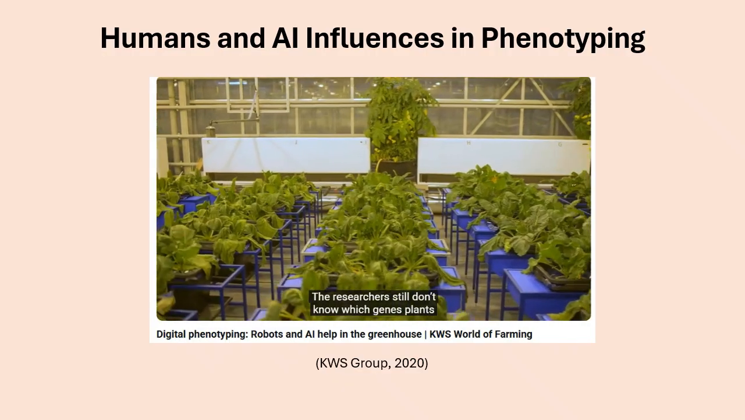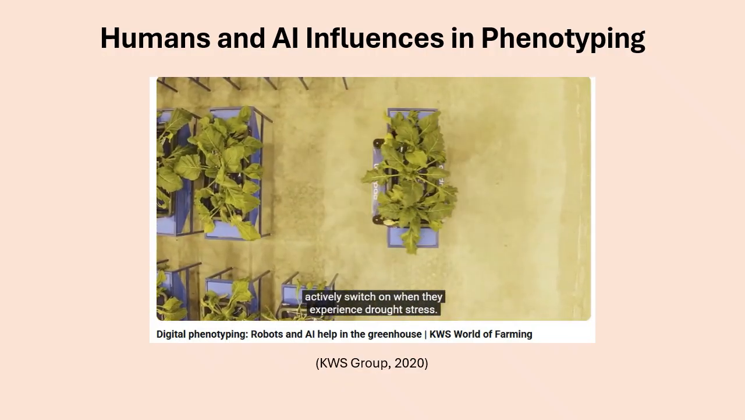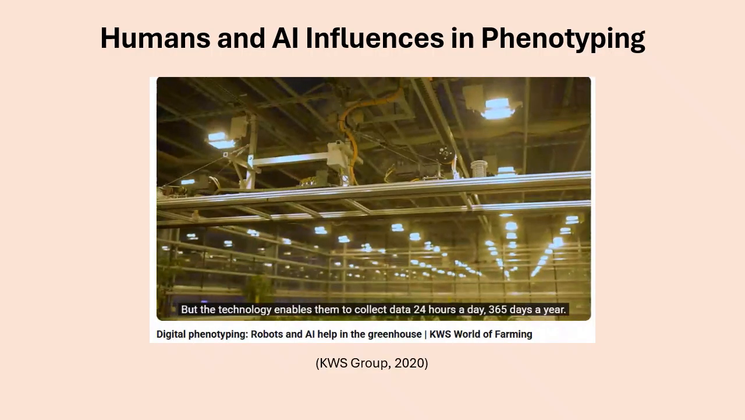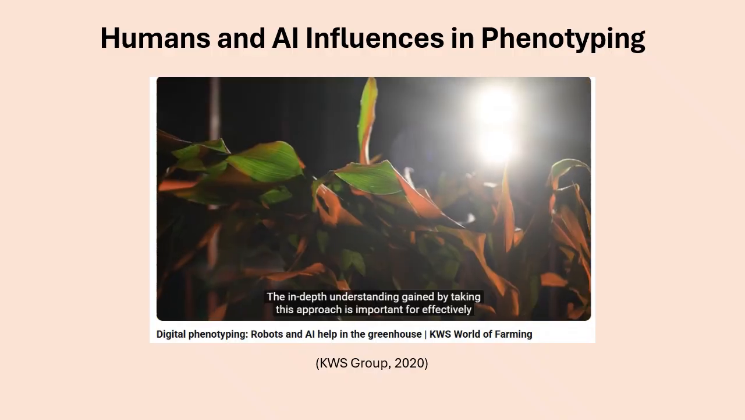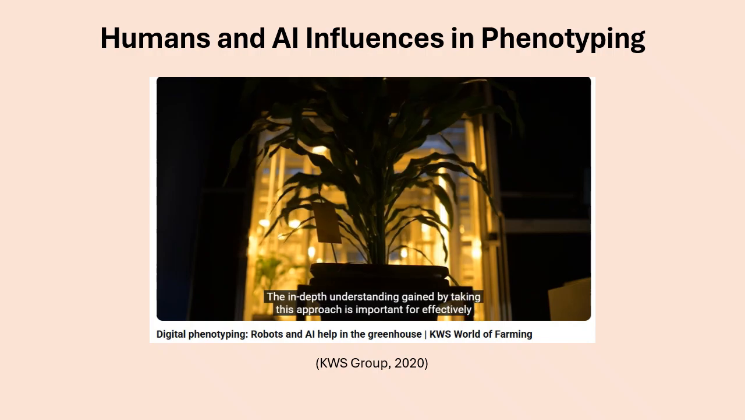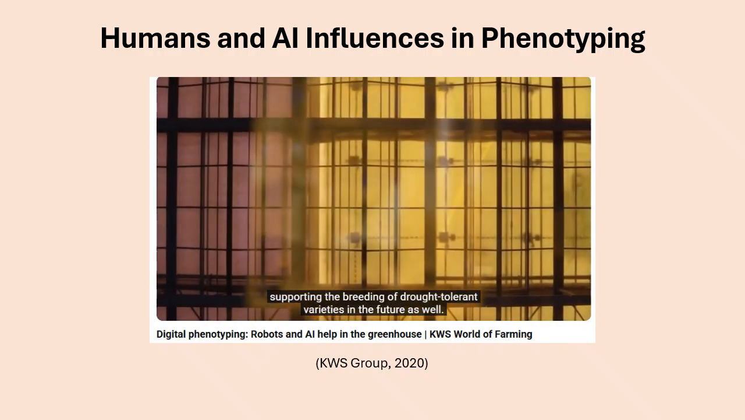The researchers still don't know which genes plants actively switch on when they experience drought stress, but the technology enables them to collect data 24 hours a day, 365 days a year. The in-depth understanding gained by taking this approach is important for effectively supporting the breeding of drought-tolerant varieties in the future as well.